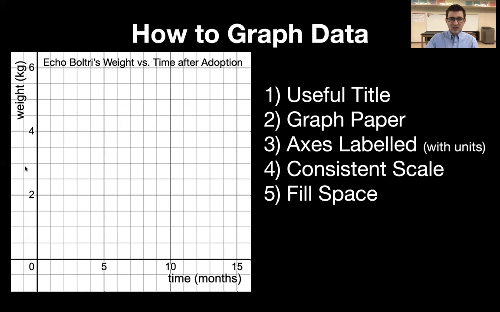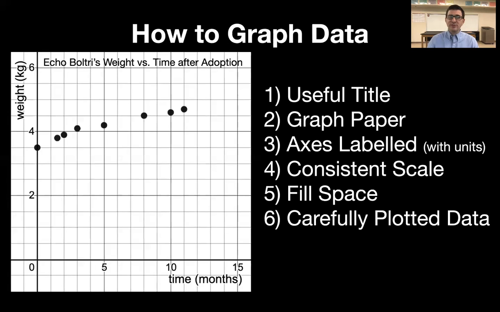And then last but not least, you carefully plot your data. It's really easy when your data falls very nicely on one of these intersection points. But for example, right here, I took one of my data points at 1.5 months. It's totally okay to have 1 be here, 2 be here, and for us to know that 1.5 is halfway between 1 and 2.